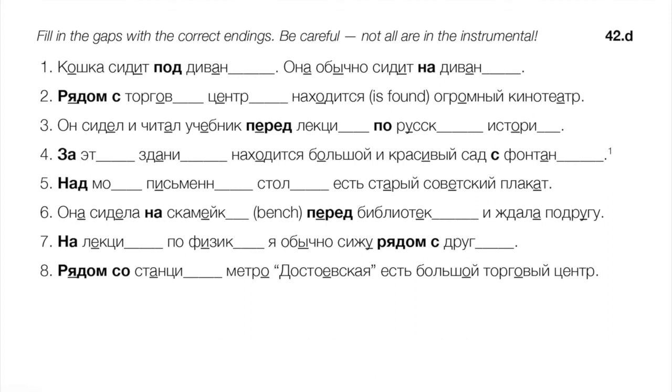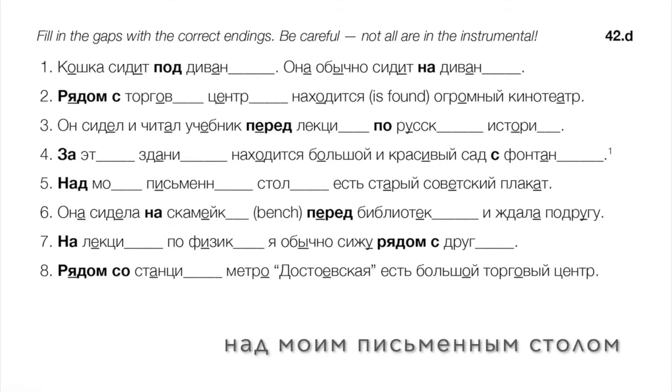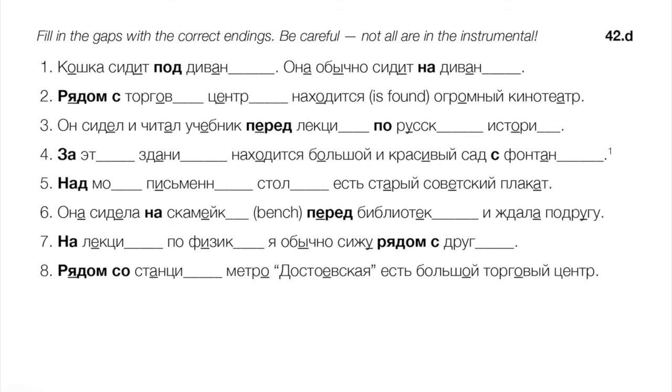Number 4, behind this building is located a big and beautiful garden with a fountain. За этим зданием находится большой и красивый сад с фонтаном. Number 5, above my writing table, that is desk, above my desk, there's an old Soviet poster. Над моим письменным столом есть старый советский плакат.